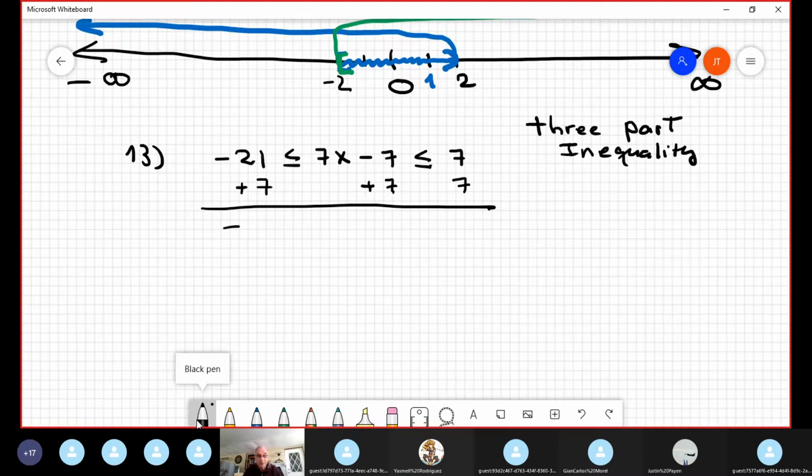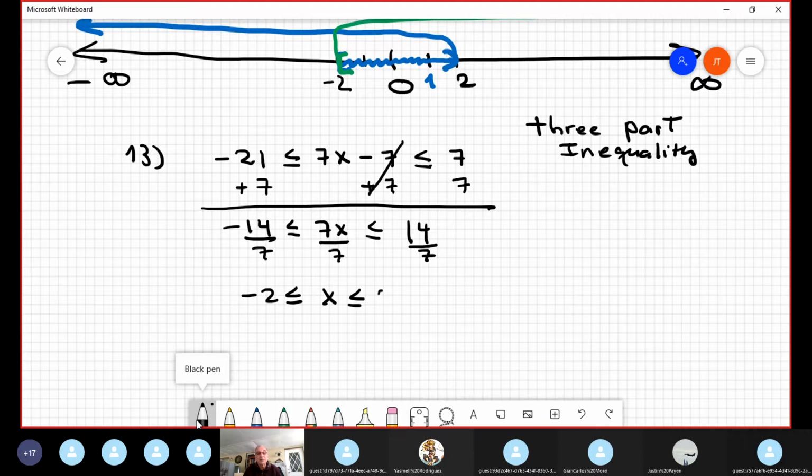-14. Bring down 7x. This is cancelled. That was the intention, to eliminate that part. And it's positive 14, 7 plus 7, 14. Finally, divide by 7 on all sides. This is negative 2 less than or equal to x, less than or equal to 2. Now, this is the solution.